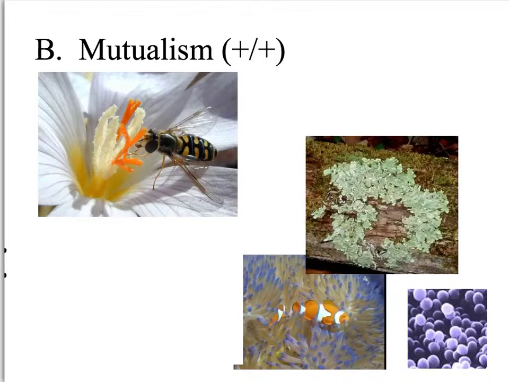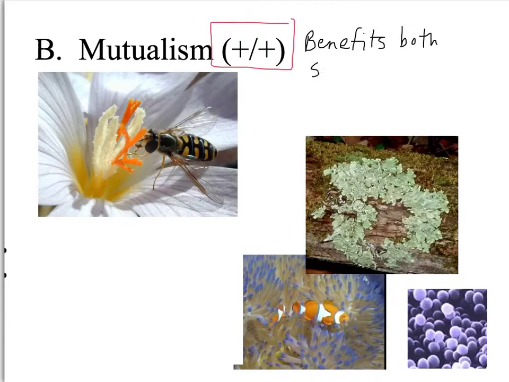All right, the next example of an interspecific relationship is something called mutualism. And as you can see up here, this is a plus-plus relationship. That means it benefits both species. All right, so let's give some examples of this, because this one might be a little more unusual than the predator-prey.